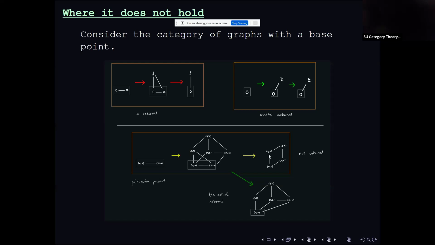This is not a co-kernel because if this was a co-kernel, it would be the co-kernel of its kernel. And we know what the kernel of this map should be. It's here. It's the product of these two kernels. And so the effect of this co-kernel would be just to squash x0 to the origin, which is what this is here. And so this just shows you why this category does not satisfy the condition that binary products commute with co-kernels.